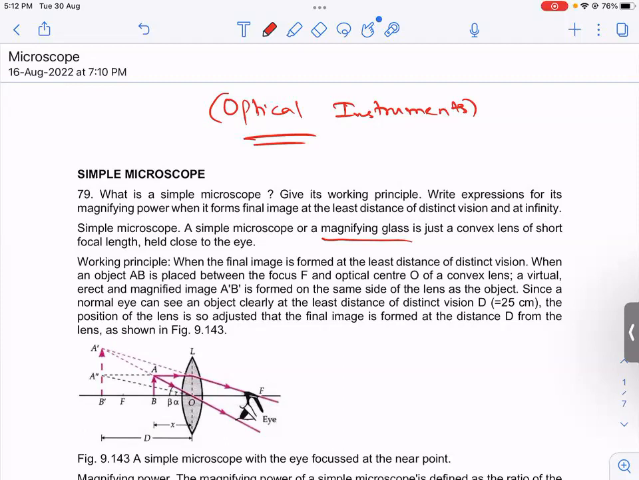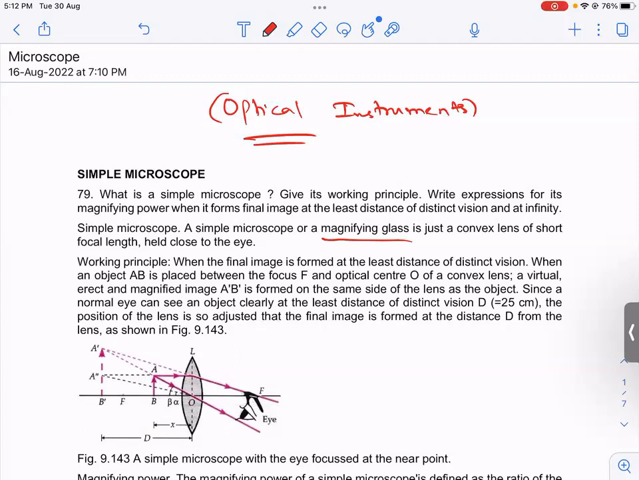Suppose. So here I want you to make a note of two things. One is solution. Suppose I want to see this pen.